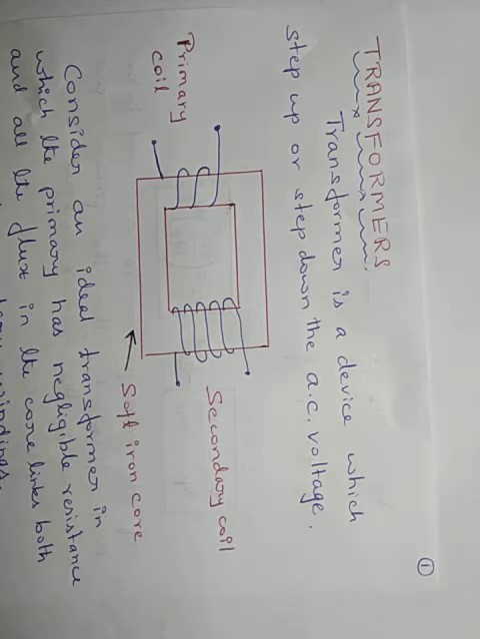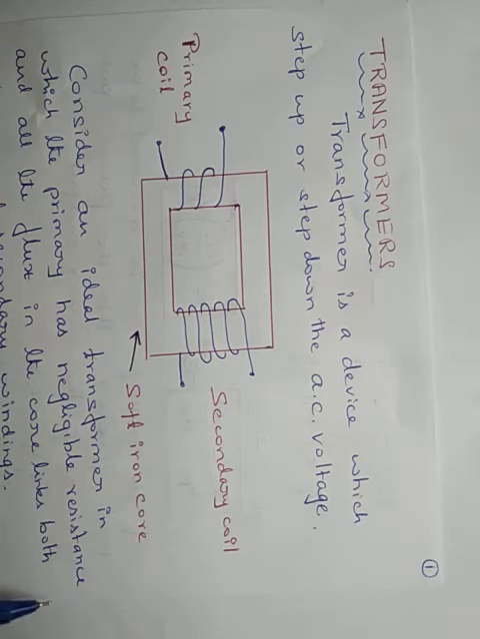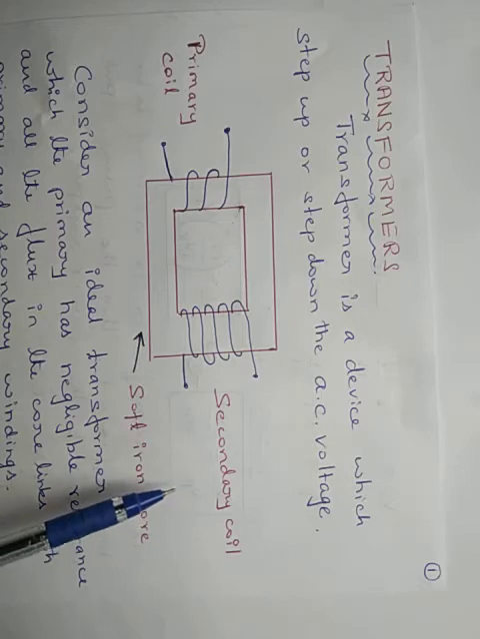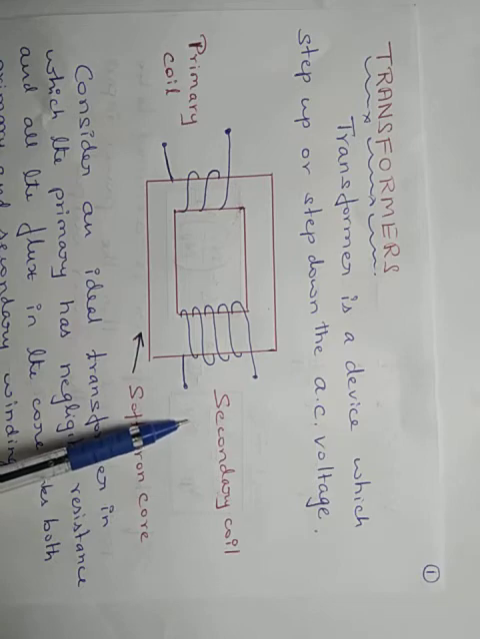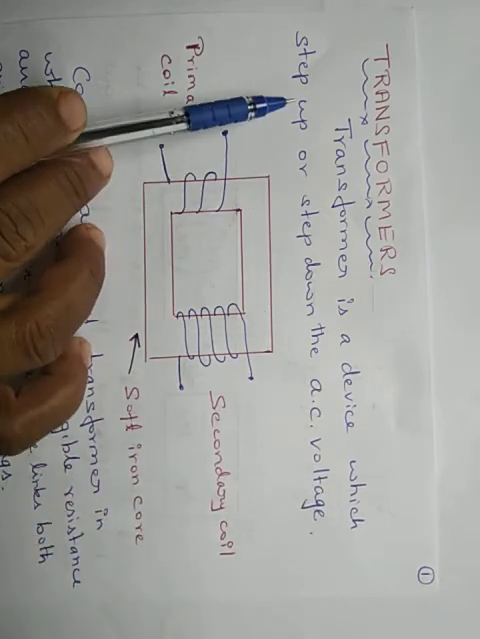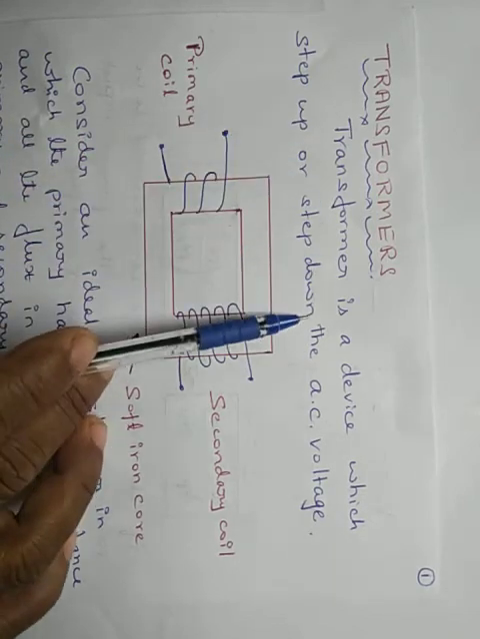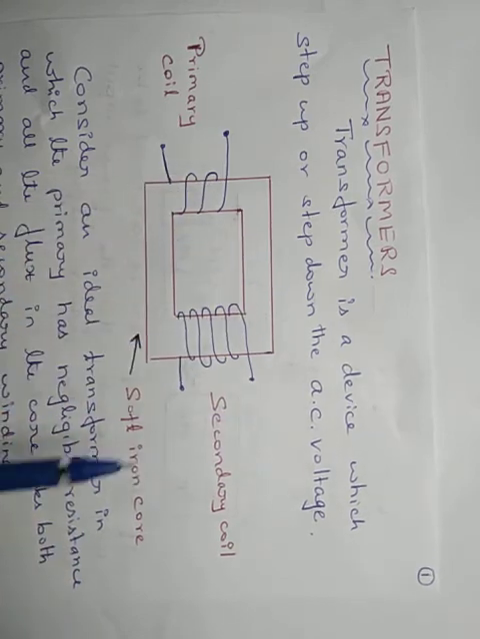From the transmission center, we want to send the current at a higher voltage, so that there will be no loss of the current. At the receiving end, that is in your home or in your locality, we need more current with low voltage. In that case, we can use the transformer. A transformer is a device which steps up, meaning you can increase the voltage, or steps down, meaning you can decrease the AC voltage, using this device.